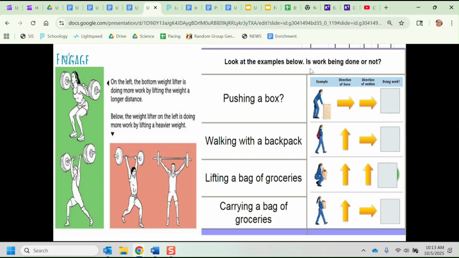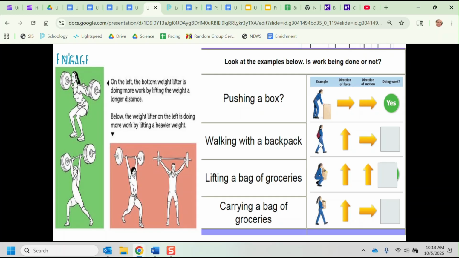So looking at the examples below, we want to think, is work being done? Remember, work is done if you apply a force and you move an object some distance in the direction of the force. If I push this box to the right and the box moves to the right, am I doing work? Yep, I am. Direction of force and movement.